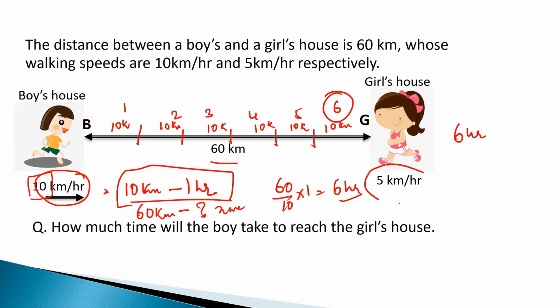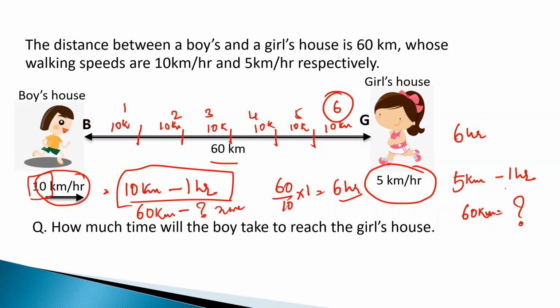Now I will just see what is the speed of the girl. The girl covers 5 kilometers in 1 hour. And the question is, how much time will the girl take to reach the boy's house? If the question is in this way, the distance the girl has to cover is 60 kilometers. In how many hours?